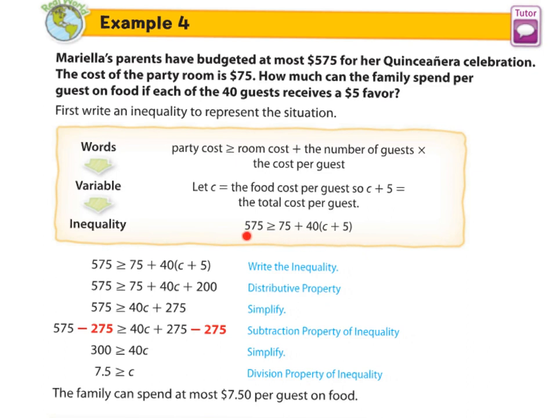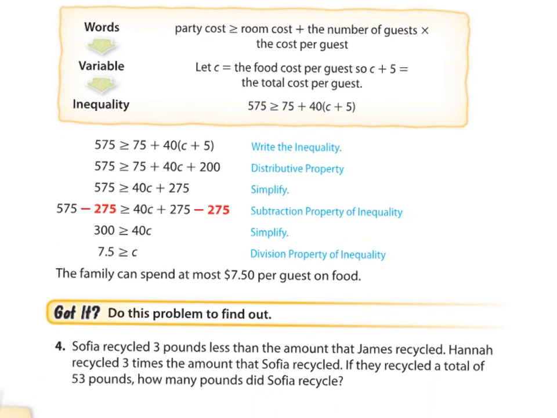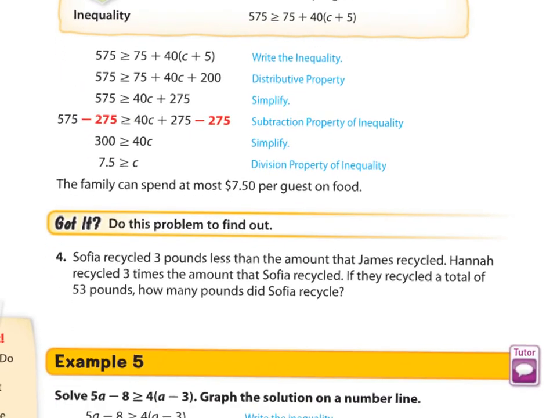So we have a maximum amount of $575, right? And then everything else has to be equal to or less than. So we have the $75 room plus the 40 guests, and each guest is going to receive a party favor of $5, and we have to see how much we can afford to spend on them in terms of entertainment and decorations and whatnot. So that is the inequality. Now this in itself is a skill, to be able to take a context and put it into an algebraic expression or an algebraic inequality. And there we have it.